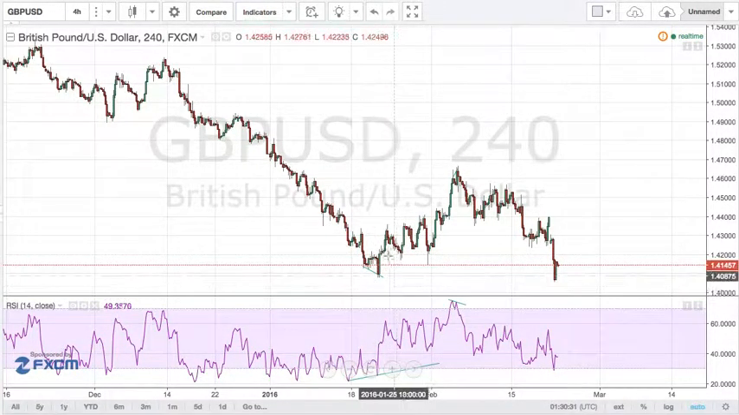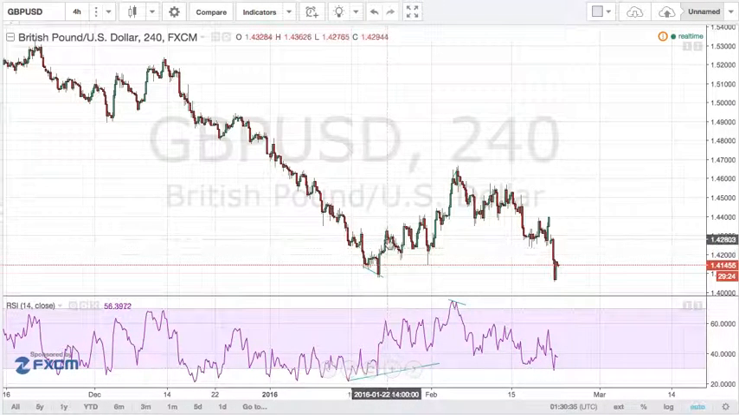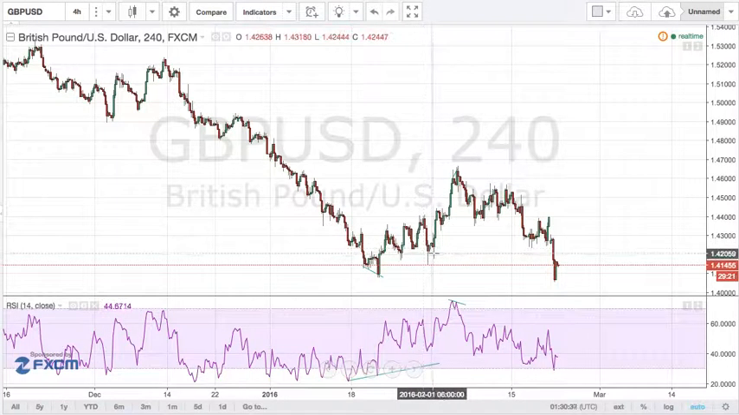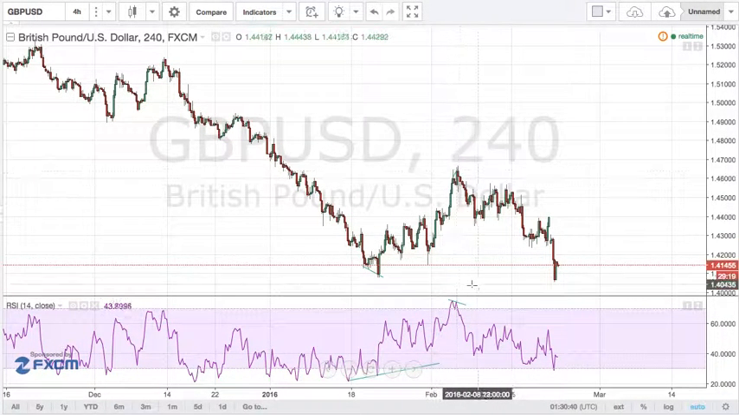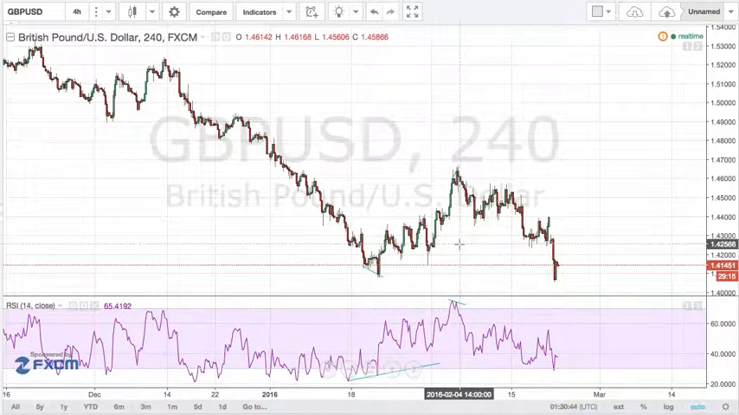Once you got the confirmation, you could have bought up here after it broke this horizontal line. And then you could have bought over here again, and again, and then sold when you saw divergence happen. So basically that's how you can use RSI.